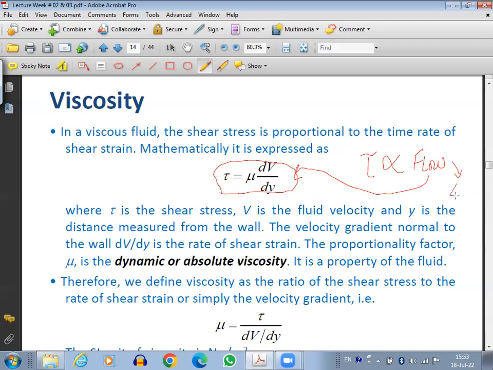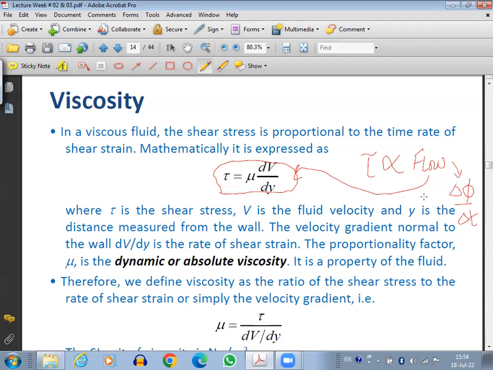Flow is dependent upon the rate of change of strain, meaning del phi by del t. Because for the case of a fluid, the rate of change of strain is something that defines the flow. So how quickly the fluid is deforming means the fluid is flowing.